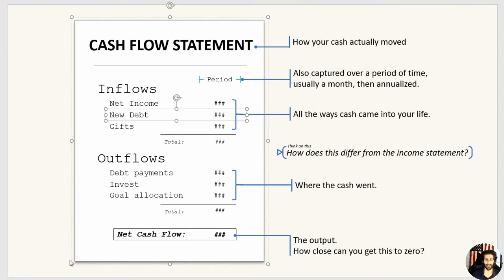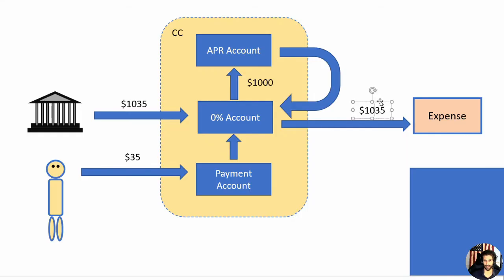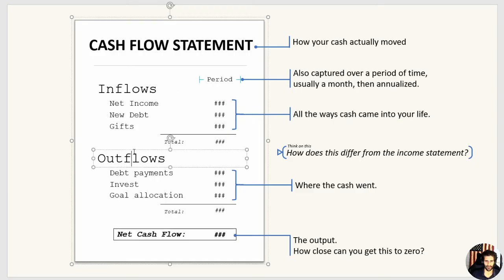Okay, remember how credit cards work. When you make a purchase on a credit card, the bank pays for it. So essentially the bank is giving you $1,035 to pay for the expense. If you only pay $35 onto that expense, then for outflows, your debt payment is $35, right? Your new debt that you got is $1,035, and you pay off the debt $35. That's your outflow. And if that's your only cash flow that's happening, then you end up with a positive net cash flow.